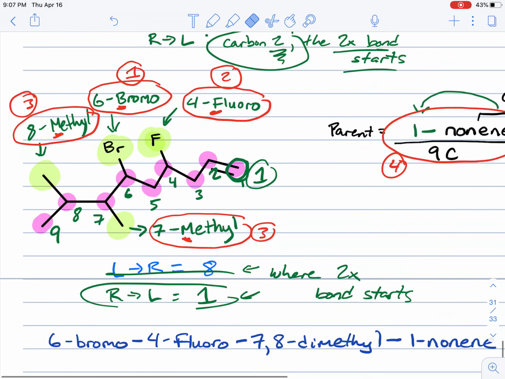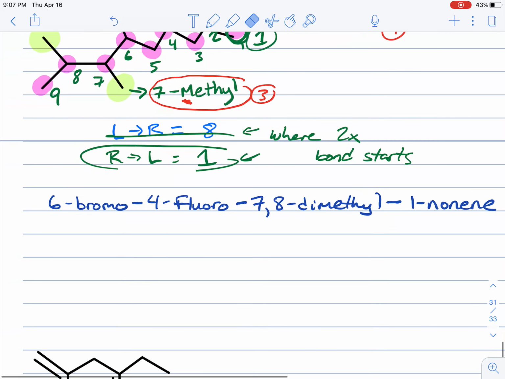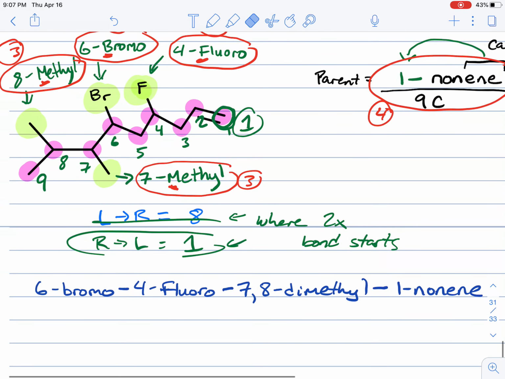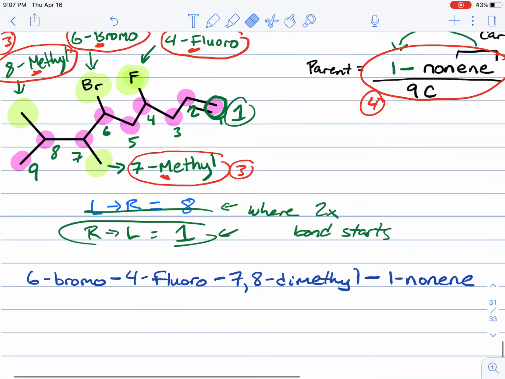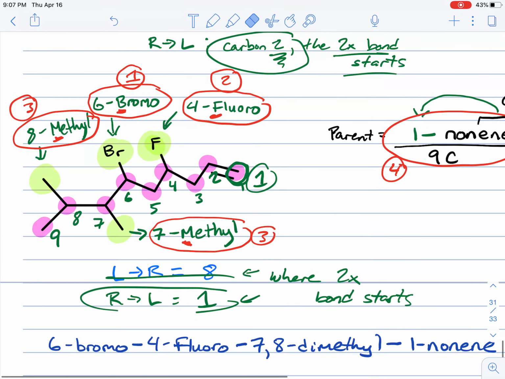However, if you take this name, 6-bromo, 4-fluoro, etc., you should be able to draw the structure to get something similar to its original.